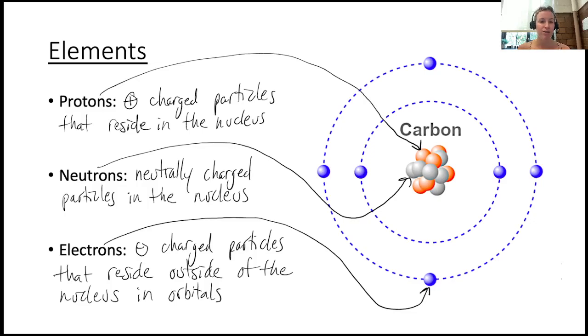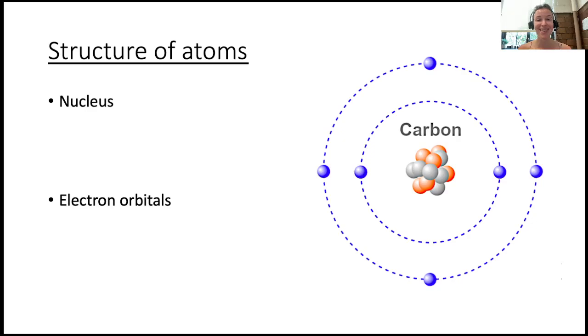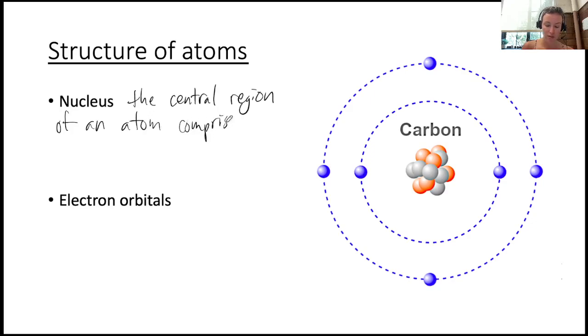Now on this slide you see I'm referring to the nucleus and orbitals. So the nucleus is the central region of an atom comprised of protons and neutrons. And the nucleus is where much of the matter, much of the mass comes from.